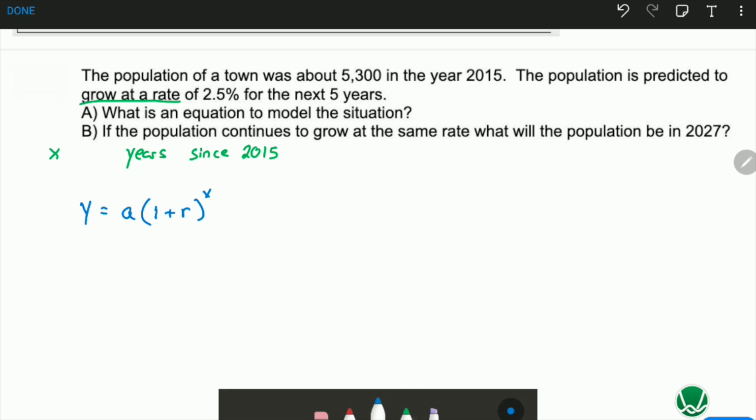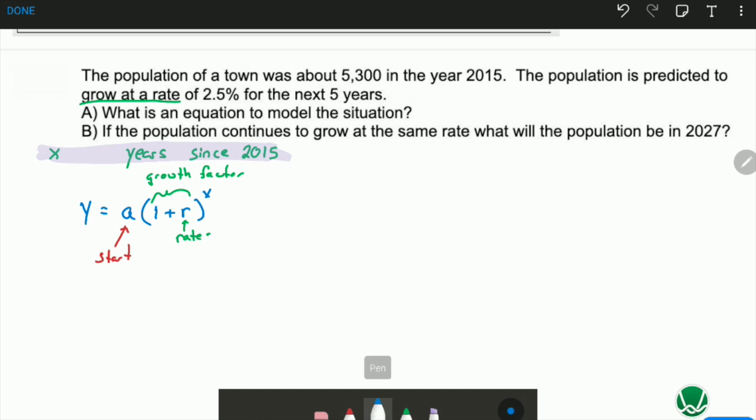Now r here is going to be the rate as a decimal, while this is the entire growth factor. Usually a represents the starting amount, and then x represents our time in years. I'm going to highlight that because it kind of blends in since I used the same color.